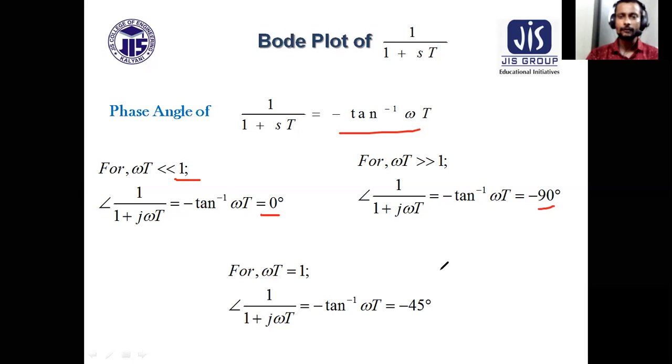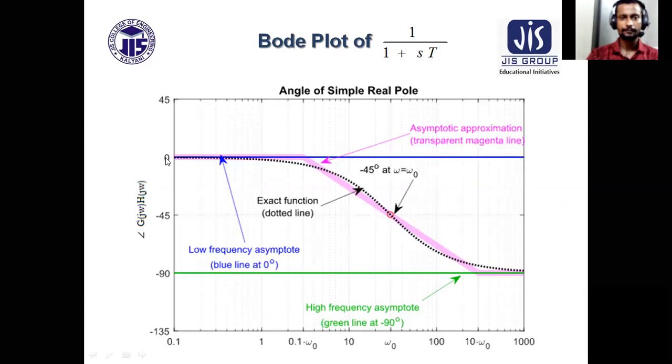Now at corner frequency, what is the phase angle? At corner frequency, omega equals 1 by t, so omega t equals 1. When omega t equals 1, this angle will be minus tan inverse 1, that is minus 45 degree. So you have got three cases. At very low frequency, the phase angle is 0 degree. At very high frequency, the phase angle is minus 90 degree. And at corner frequency, the phase angle is minus 45 degree. So based on these three obtained data, we could get the phase angle plot.